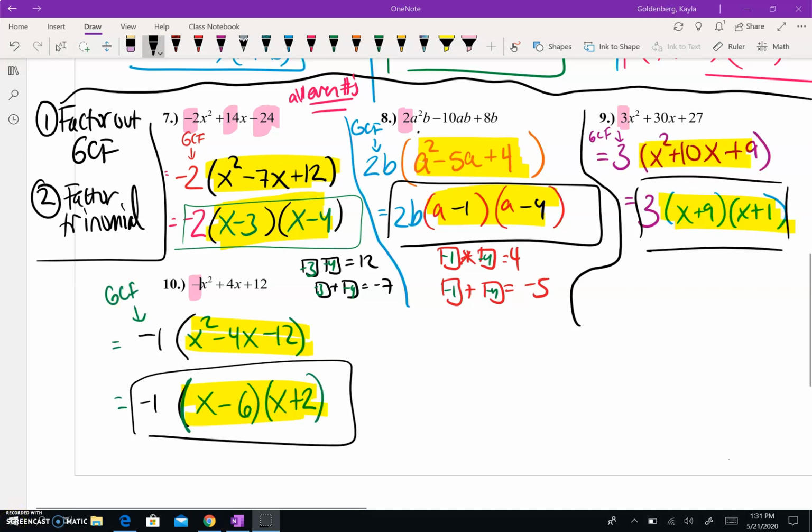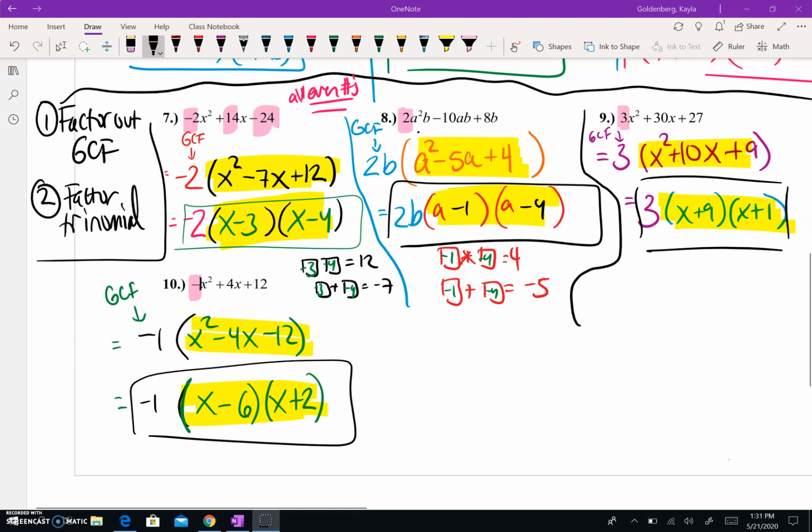Okay guys, here are your answers. Number 9 was probably a little bit easier for you guys. Number 10 might have given you a little bit more trouble. The tricky thing about number 10 is that your greatest common factor is actually just a -1. It's not like -2 or -3, and it's a little harder to see.